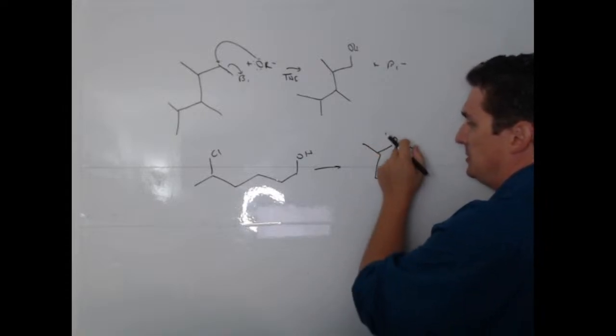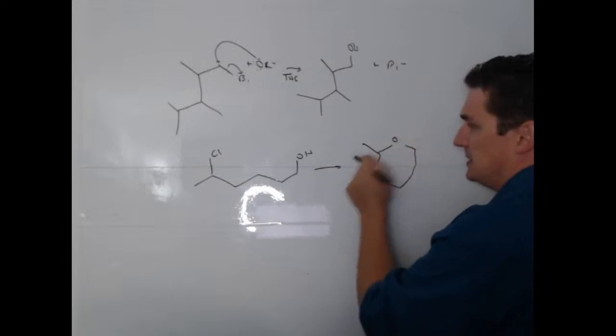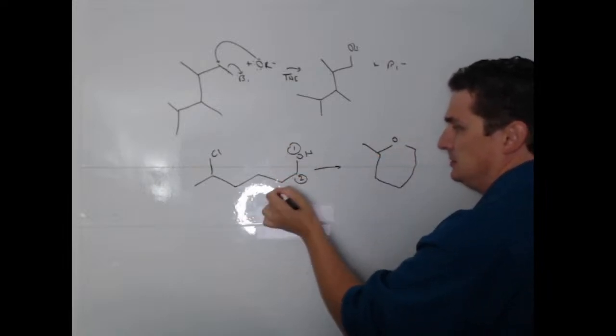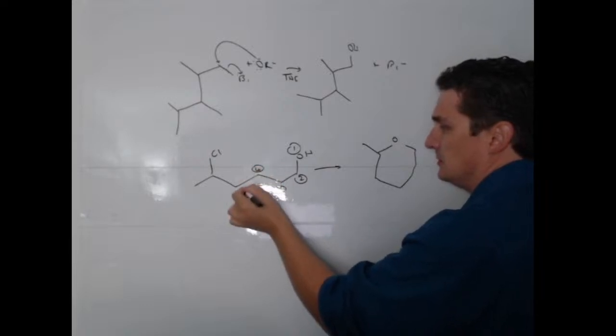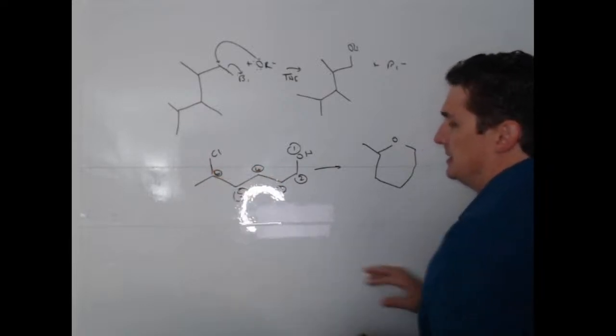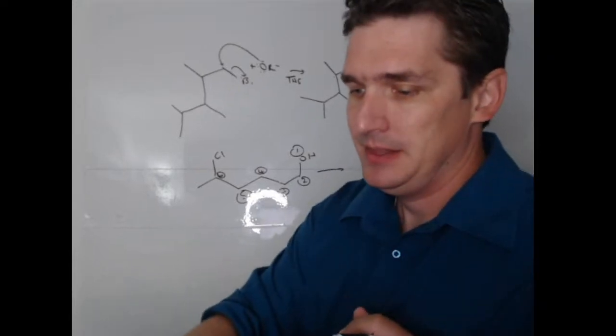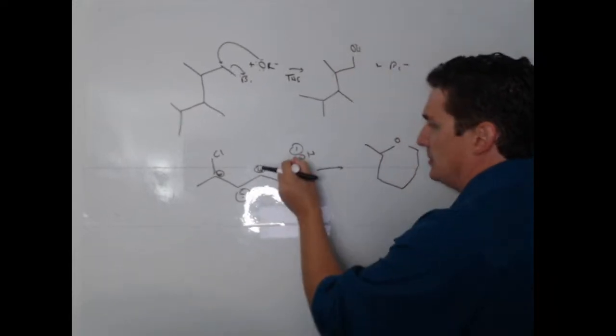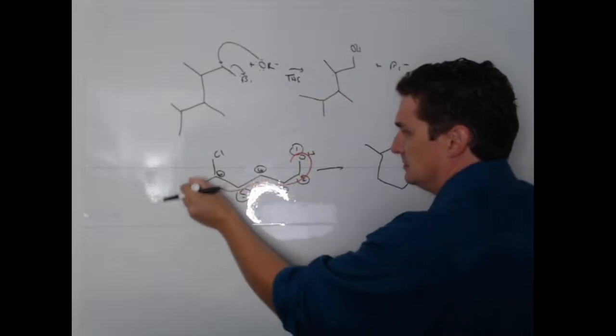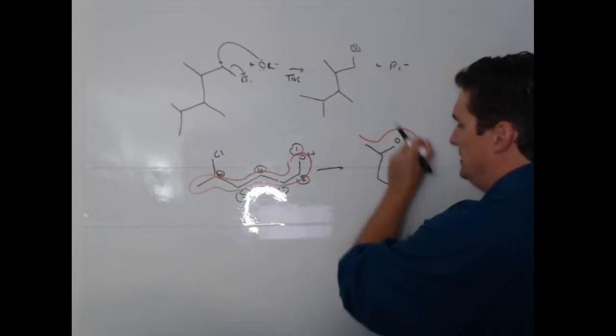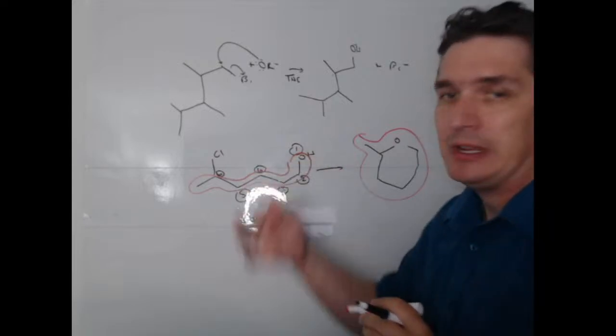And it's a 6-membered ring, including the oxygen. So 1, 2, 3, 4, 5, 6. And there's your methyl group. So this chain here, this backbone, is this entire ring. So what we've done is a ring closing reaction.